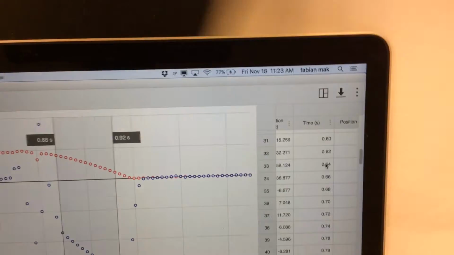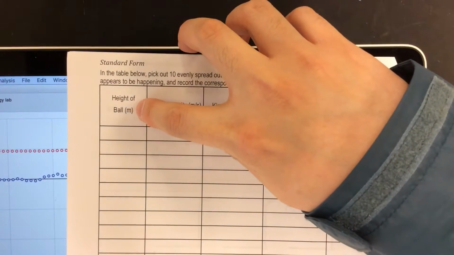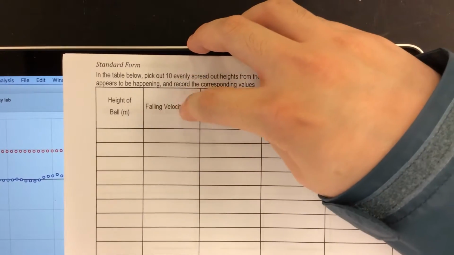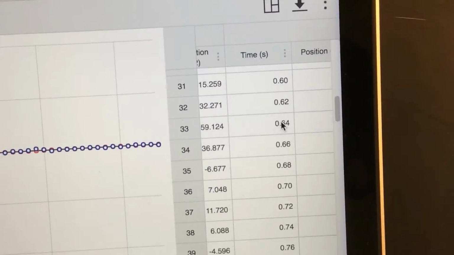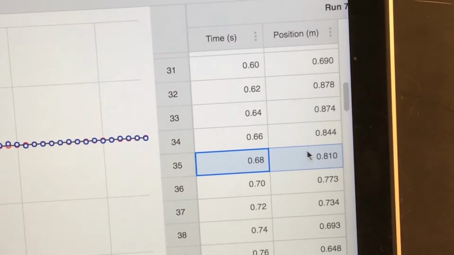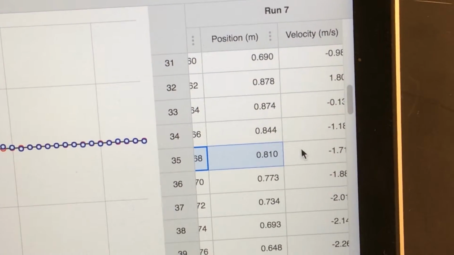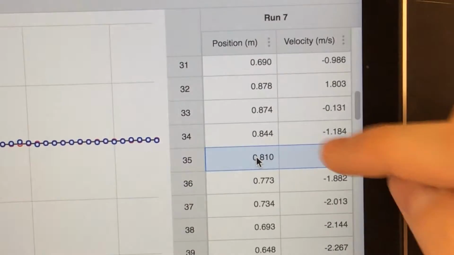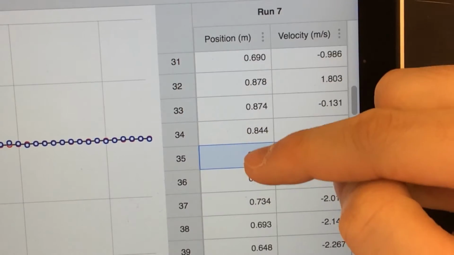But when I'm recording, I want to record the height, and I want to record the velocity. For this time, this 0.68, I'll zoom in on this. For this 0.68 time, I want that position, and I want that velocity. These are the numbers that I actually want to record. This position gives me the height.